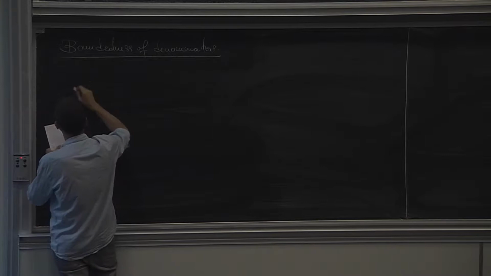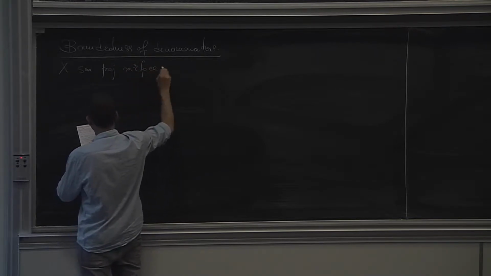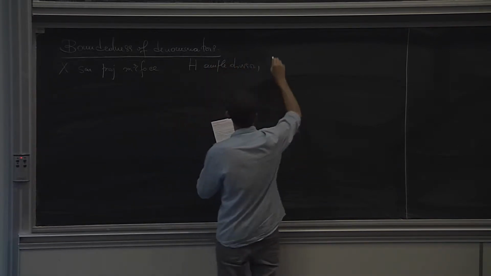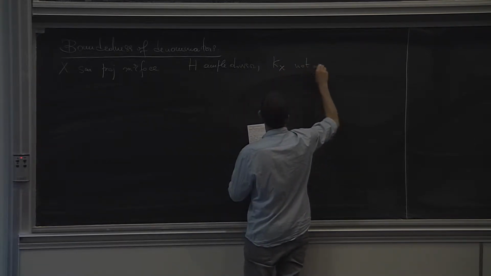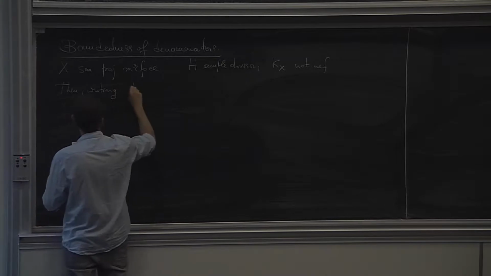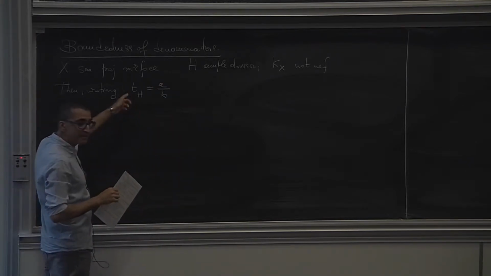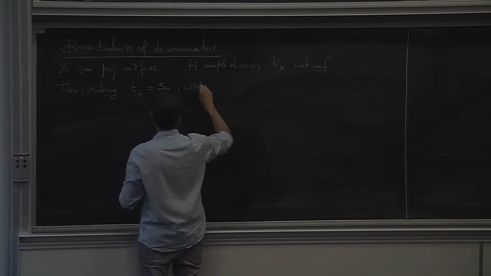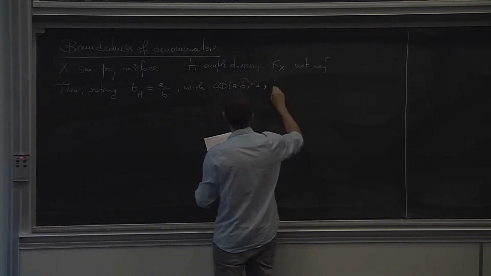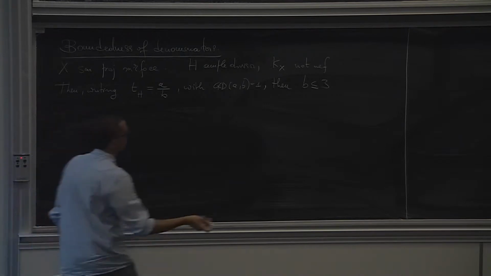So take X a projective surface, H an ample divisor, and take Kx not nef. Then, writing the nef threshold as A over B. Recall that by the rationality lemma, this is a rational number with GCD of A, B equal to 1. Then the denominator is at most 3.